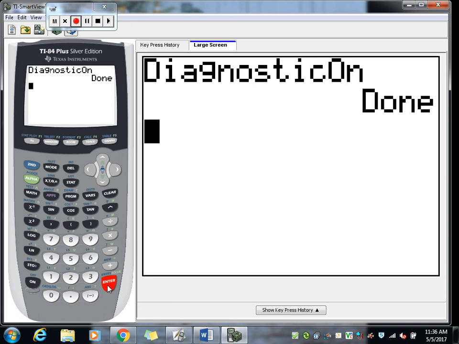Second 0. I skipped down to my D's by pushing the X to the negative 1. And then I went down to diagnostics on and hit enter twice. So everybody got their diagnostics on?